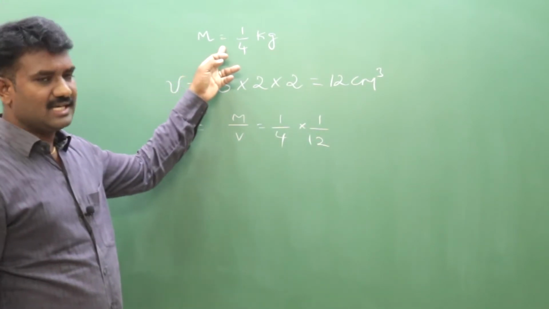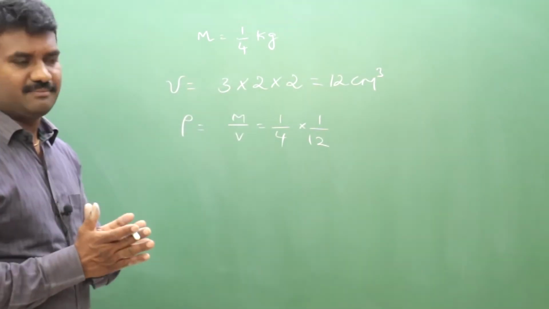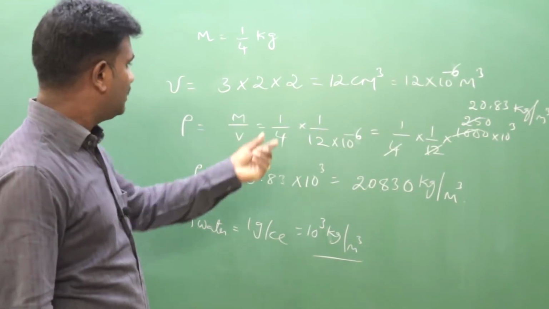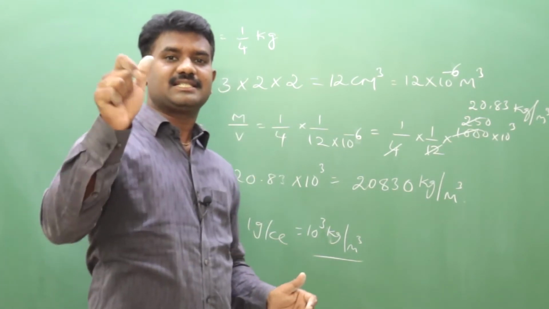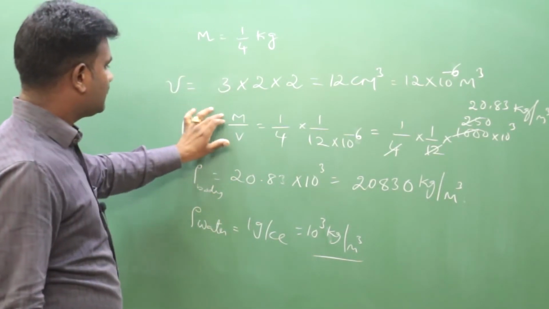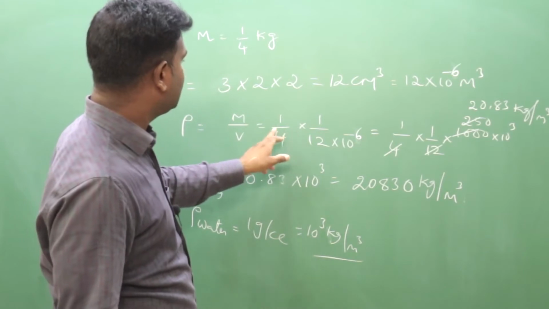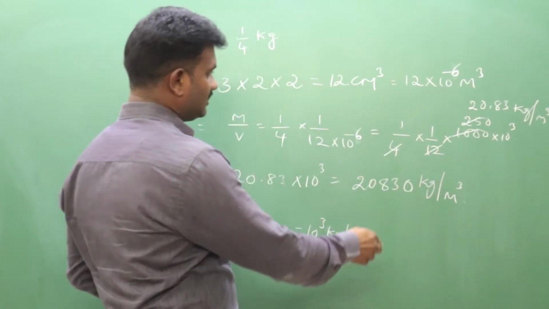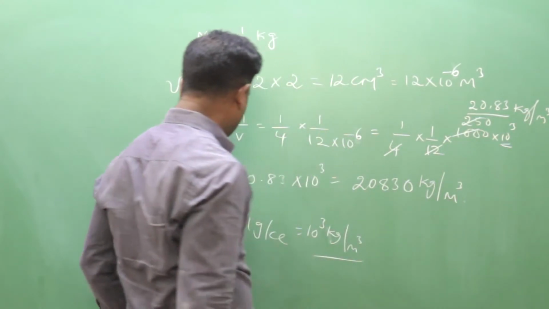See, this is in kg, the SI system, and this is in centimeters, the CGS system. So everything should be in a single system. The volume of that object is 12 centimeter cube. 1 centimeter cube is equal to 10 to the minus 6 meter cube. So I wrote that here. Now density equals mass by volume. Mass is 1/4 kg and volume is 12 into 10 to the minus 6. Upon simplifying, I got 20.83 into 10 to the power of 3 kg per meter cube.